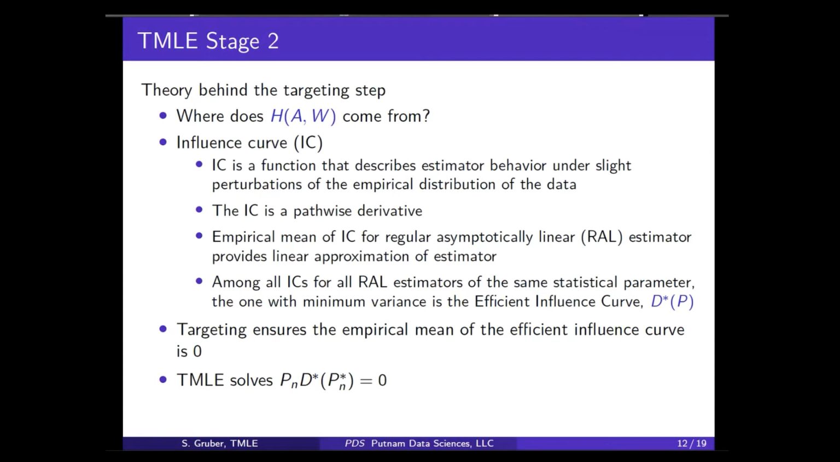So this targeting step ensures that the empirical mean of the efficient influence curve is 0. And that's sort of the best you can do for estimating the parameter from these data. Then mathematically, we write that: TMLE solves P_n D star of P star n equals 0. P_n means the empirical mean, D star is the efficient influence curve, and P star n is our targeted estimate. So this is the equation that's actually being solved in that targeting step, or overall, that's what's being solved by TMLE. This is the key. If you know any theory at all, this is the key. TMLE is solving the empirical mean of the efficient influence curve.